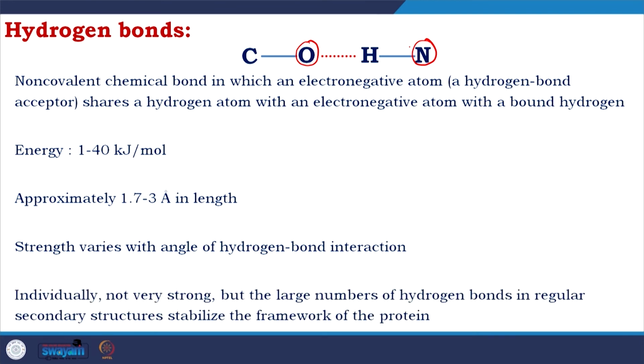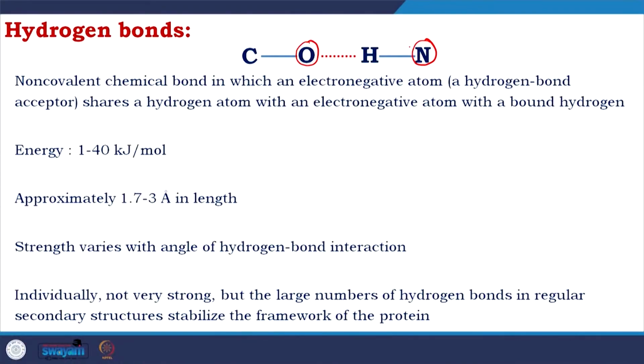Individually not very strong, but a large number of hydrogen bonds in regular secondary structures stabilize the framework of the protein. So, what it is saying is that hydrogen bonds probably play the most critical role in protein function. As I talked about, protein function needs the change of protein conformation. So, it needs constant breaking and making of bonds. Hydrogen bonds, being very low in energy, can form and break very easily.